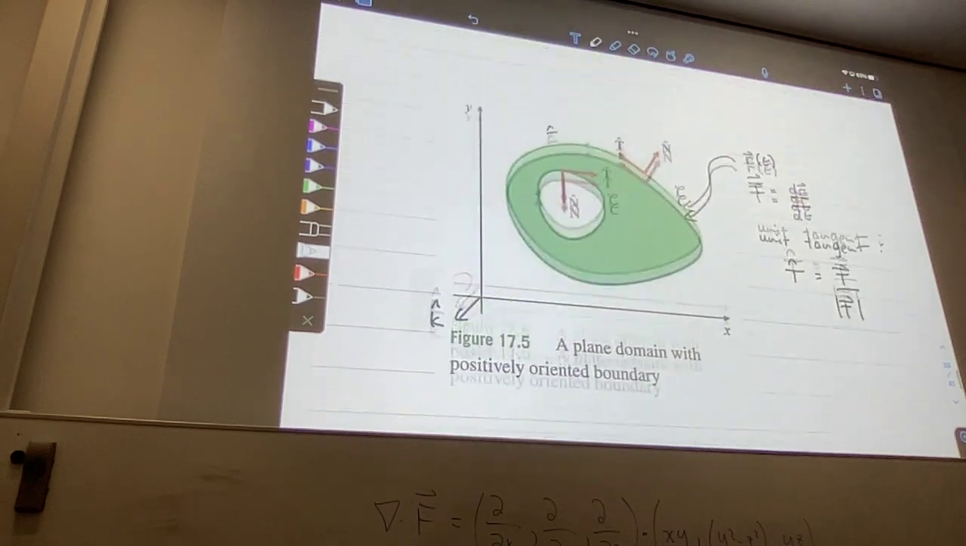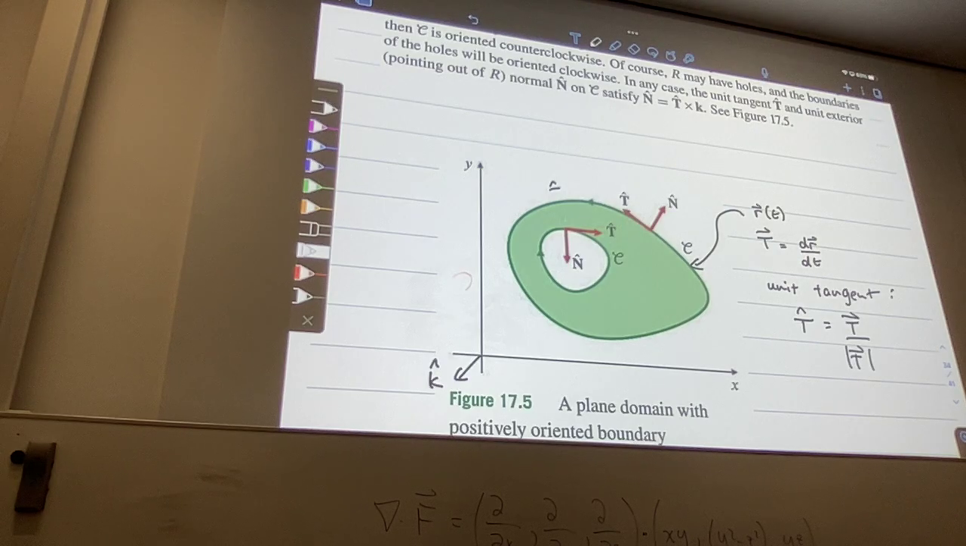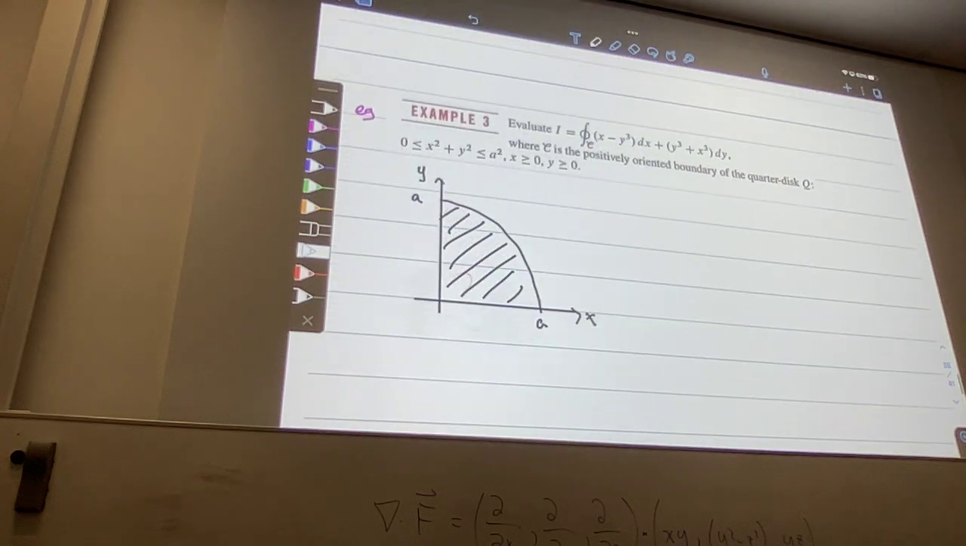So to be positively oriented, we need to move around it, keeping the boundary on our left. So to do that, our orientation would be like so. And what we'd like to do is convert that integral, where who knows what that means, into something that we could actually integrate.